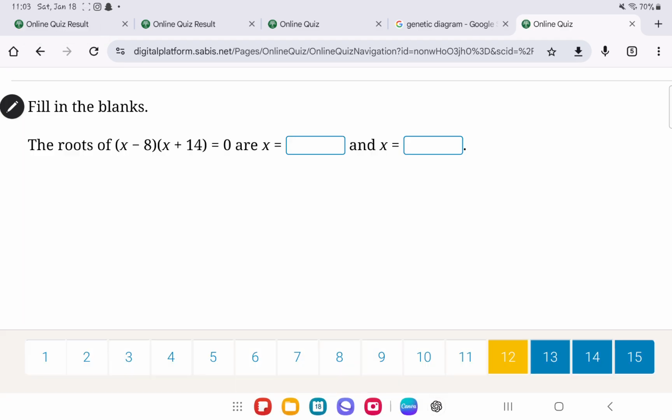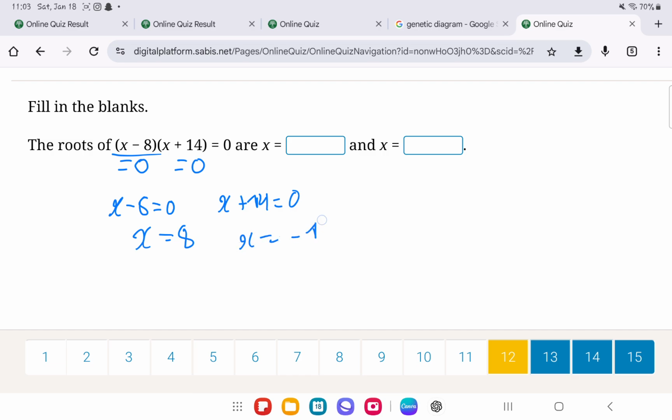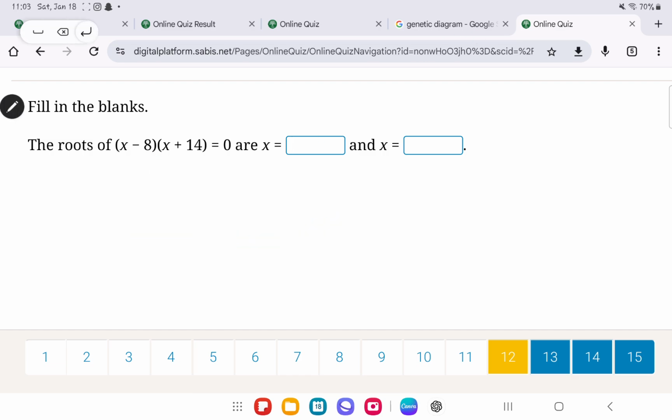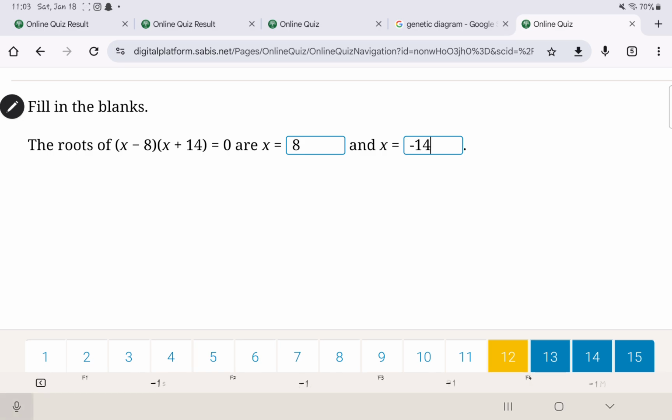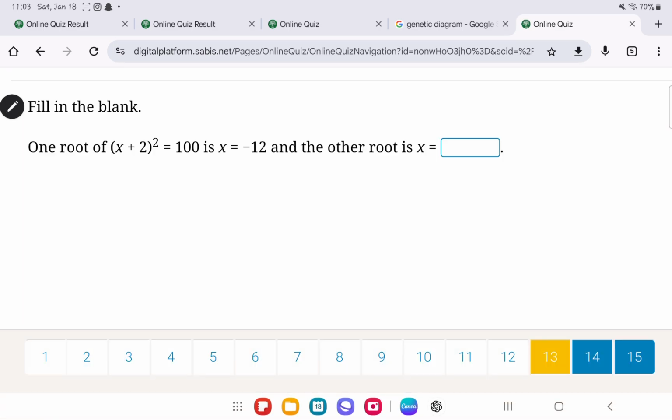So that means our answer is x is equal to 11. Moving on to question number 12. Very simple. Just make this equal to 0 and this equal to 0. Whenever they ask for the roots and they give you something like this part is equal to 0 and that part is equal to 0. So x minus 8 equals 0, x plus 14 equals 0, x equal 8, x equal minus 14. So we have 8 and minus 14.